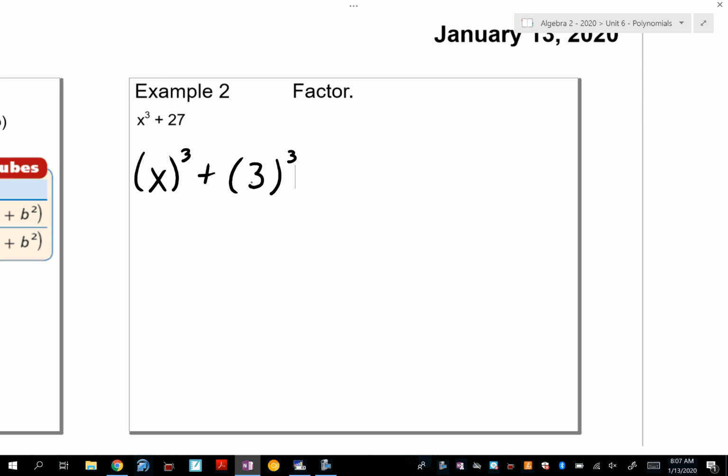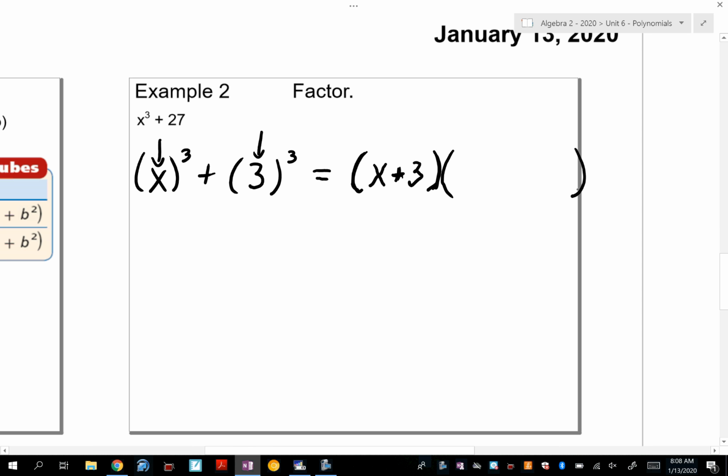Now I'm going to use my formula with the x and the 3, those two numbers there. So here's how it factors. You're always going to write the first two terms. Now, what was the sign in the original one? Plus. So on this one, it's also going to be plus. Always. I'm going to give you a cool acronym at the end, don't worry.